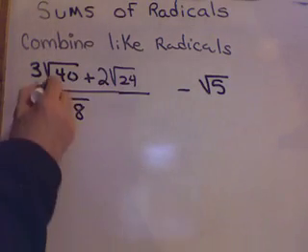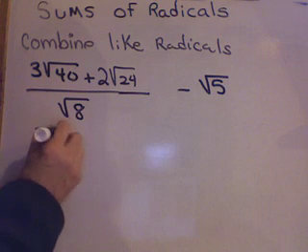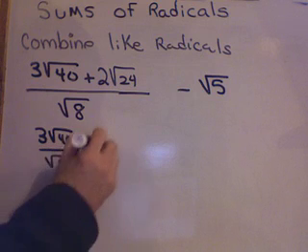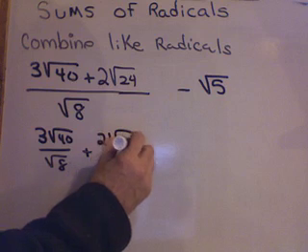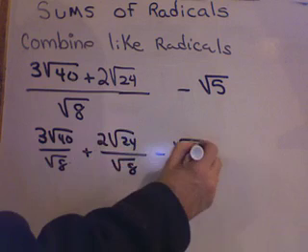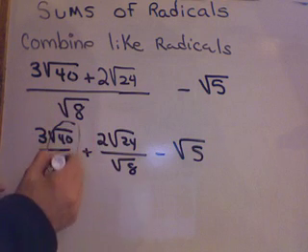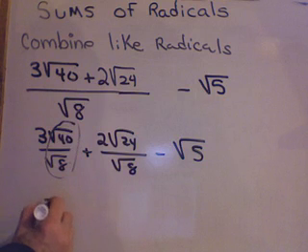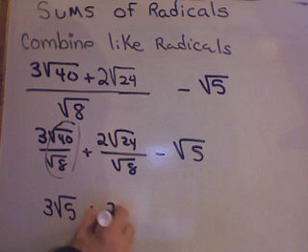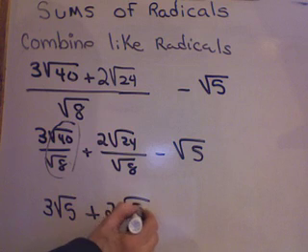Okay, in this one, I'm going to write this as two separate fractions first. 3 root 40 over root 8 plus 2 root 24 over root 8 minus root 5. Then I can reduce this part here. 8 into 40 is 5. So I could call this 3 root 5 plus 2 root, hope you said 3.